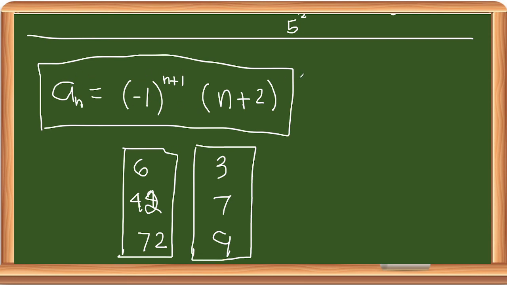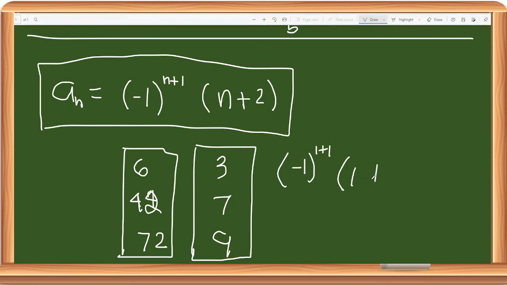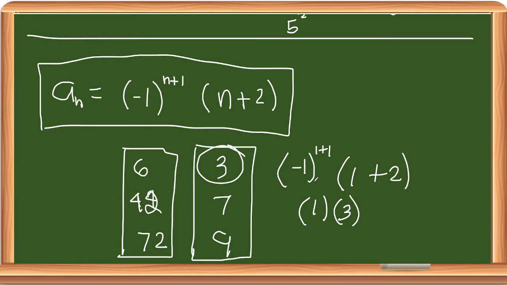Okay. So this is what we'll do. We have negative 1. For the first term, the exponent is, your n is 1 plus 1, times, your n is 1, since it's the first term, plus 2. So negative 1 raised to the second power becomes positive. So it becomes 1 times 1 plus 2 is 3. So what is 1 times 3? That is 3. So June is correct. Did you see your mistake, Jasmine? Yes po.